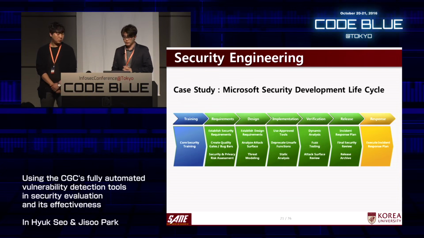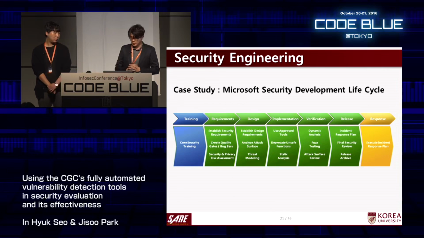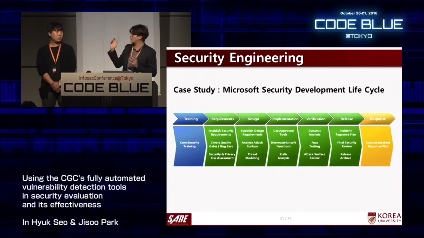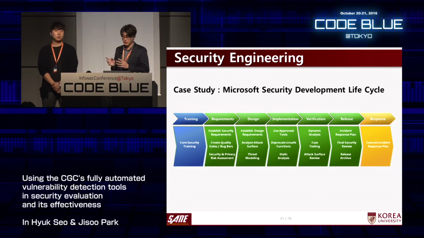This is an example of a security development lifecycle. This is the Microsoft security development lifecycle. There are 5 phases in the center of the lifecycle, the green zone. Large boxes in each phase mean the activities for security engineering. Besides, many IT companies and organizations have their own security development lifecycle, like Cisco and OWASP.